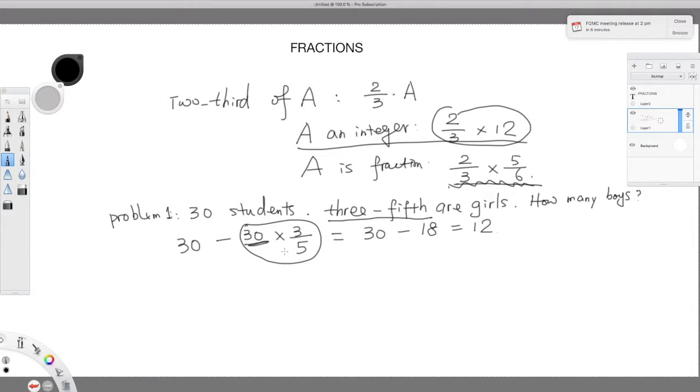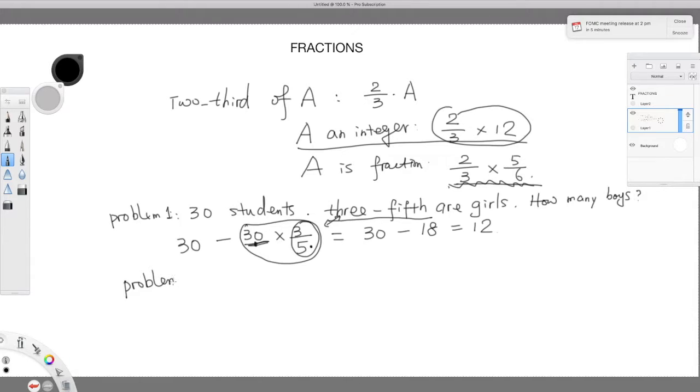What does that limit about this fraction? Of course, this problem is constructed, but what is the constraint on this fraction? If you think about it, it means the denominator has to have some relationship with 30. In fact, the 5 has to be a divisor or a factor of 30. Just give it some thought. You cannot just arbitrarily say 3/7 of the class are girls. It's not going to make any sense.